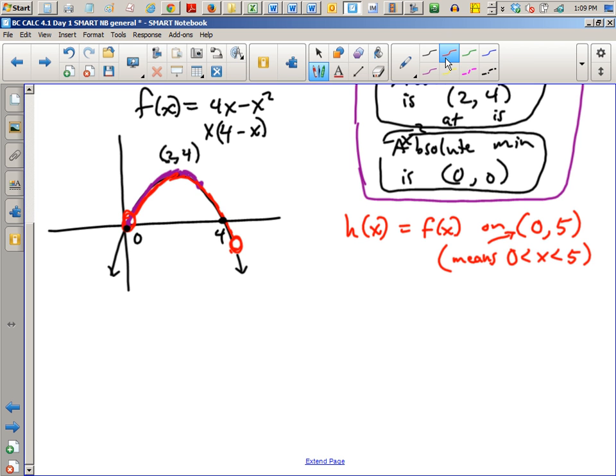So where's my absolute max? Absolute max is still 2, 4, right? That hasn't changed. Where's my absolute min? So this is kind of an interesting question. Who's the lowest point of all? There is none. Okay? There is no lowest point.